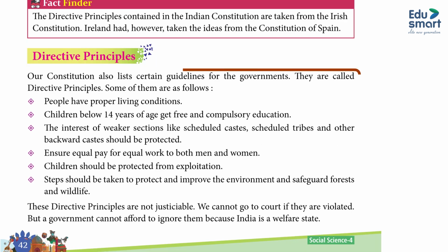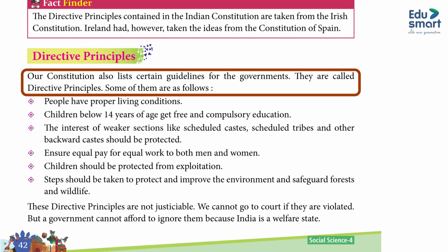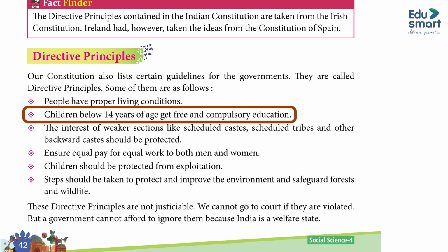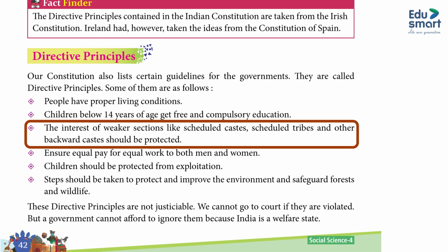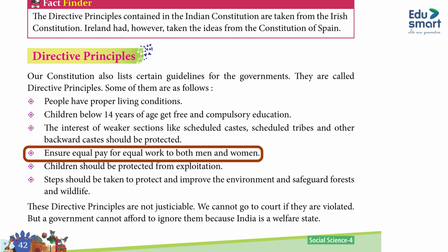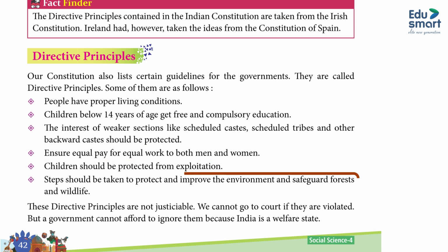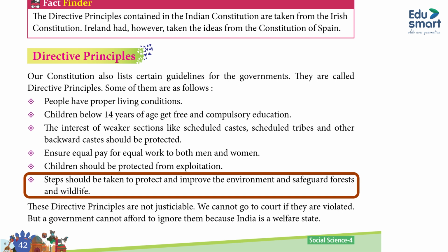Directive principles. Our constitution also lists certain guidelines for the governments. They are called directive principles. Some of them are as follows. People should have proper living conditions. Children below 14 years of age should get free and compulsory education. The interests of weaker sections like scheduled castes, scheduled tribes and other backward classes should be protected. Ensure equal pay for equal work to both men and women. Children should be protected from exploitation. Steps should be taken to protect and improve the environment and safeguard forests and wildlife.